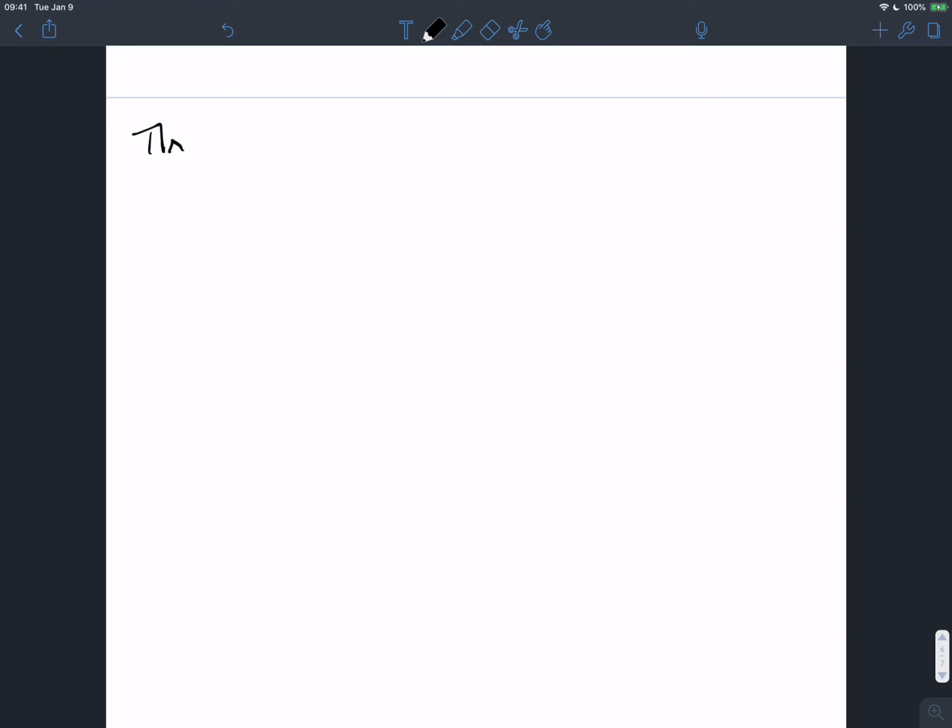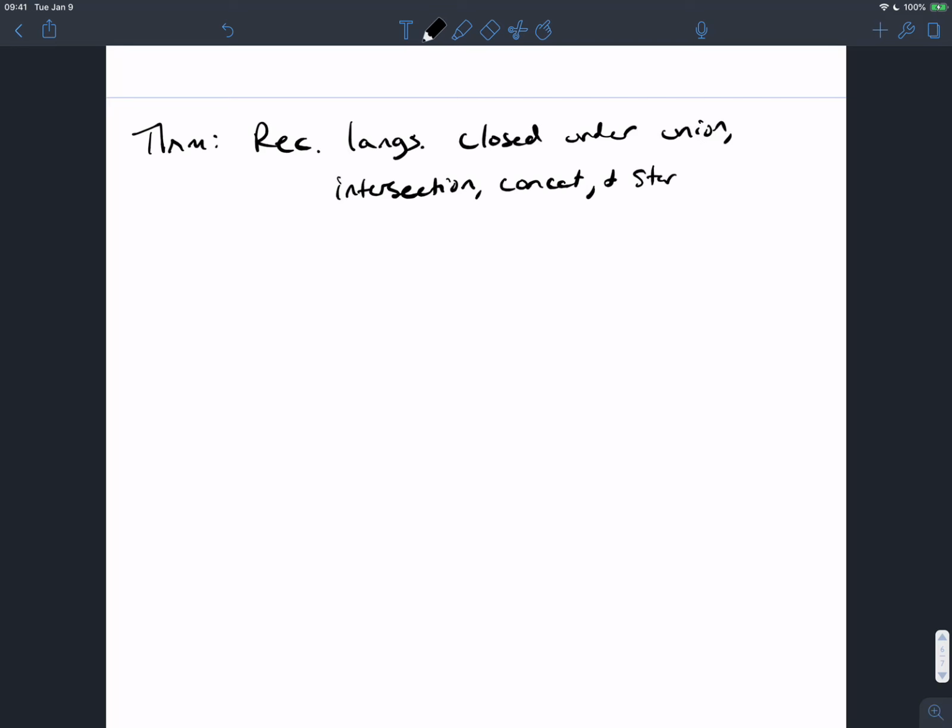So another theorem which we'll prove is, I'm just going to abbreviate recognizable to REC so I don't have to write it. Recognizable languages are closed under union, intersection, concat, and star. Is there one that I left out? Complement. It'll turn out that recognizable languages are not closed under complement, but we'll get there eventually.